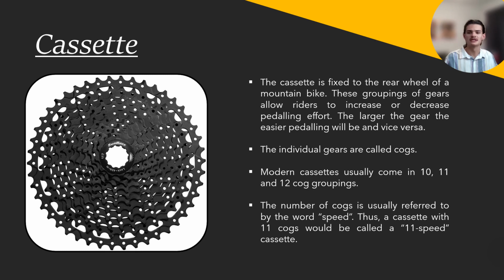The modern cassette usually comes in 10, 11, and 12 cog groupings. The number of cogs is usually referred to by the word speed. Thus, a cassette with 11 cogs would be called an 11-speed cassette.